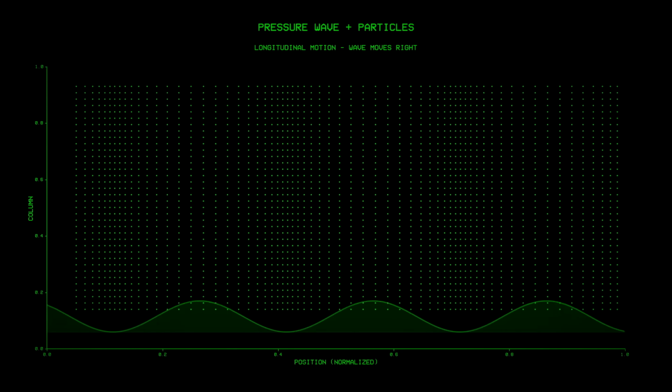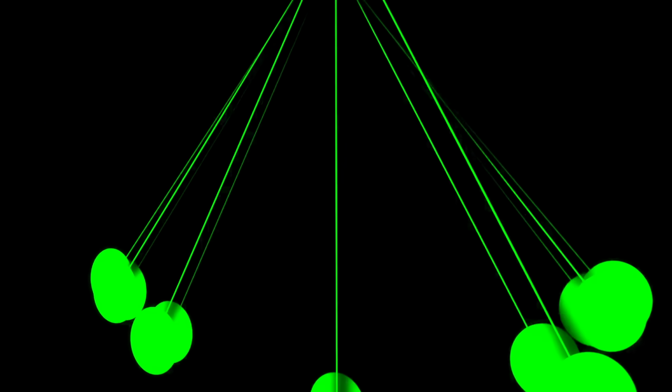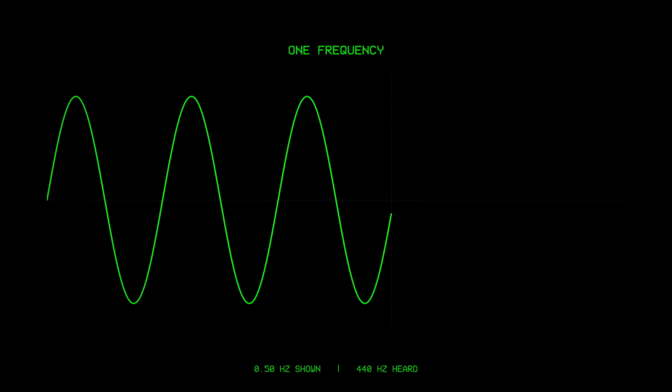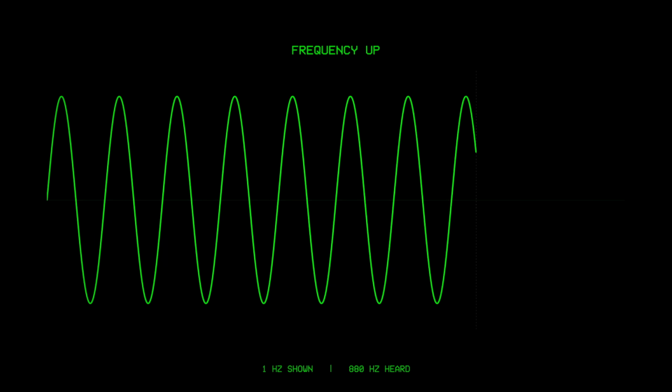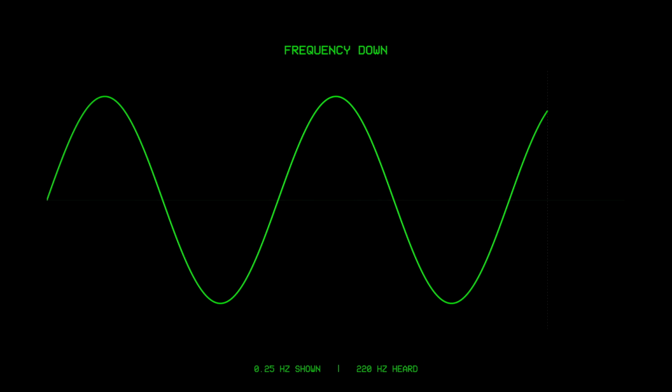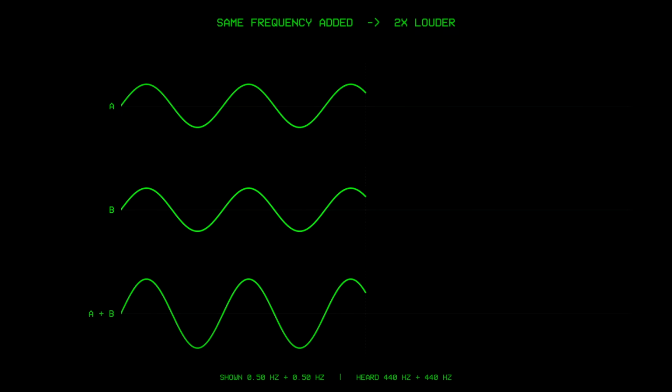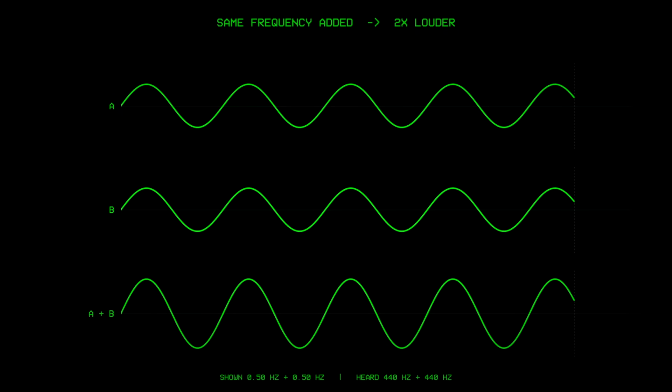A wave that oscillates up and down consistently with the same time between peaks has one frequency. This is a wave in time, and this is the frequency of that wave converted into an audio signal for you to listen to. The frequency can increase, or it can decrease. We can also add frequencies together of many different waves. Here are two waves of the same frequency added together. Notice that the only thing that has changed when adding these two waves together is that their amplitudes have grown, so the sound has become louder.